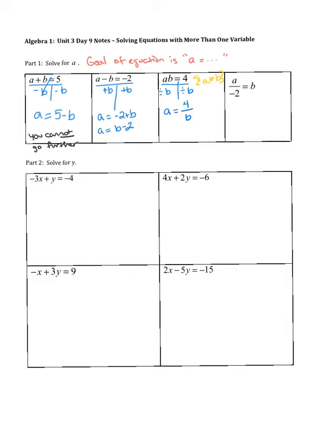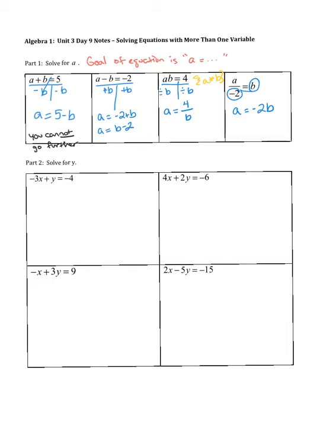The last one we're going to do, we're getting A by itself. A is being divided by negative 2. So we do the opposite. The opposite of division is multiplication. Multiply negative 2 times B. And you get A equals negative 2B. And that's it. And then you stop.